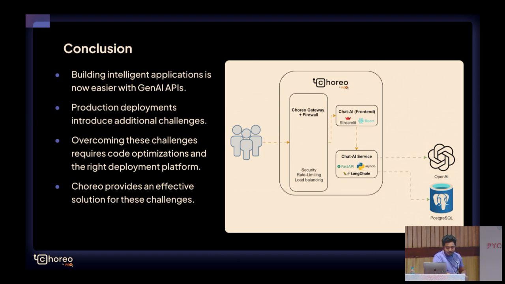The other thing is that when you are taking this application from development to production, or from scripts to actual web services, there will be a lot of challenges. You have to think about how you can overcome these challenges, and that will require a lot of code optimization and also the right deployment platform to help you with that. You can also see in this diagram, which is not very detailed because I made it simpler for you, how different technologies come to help you when you build these kinds of production ready applications.